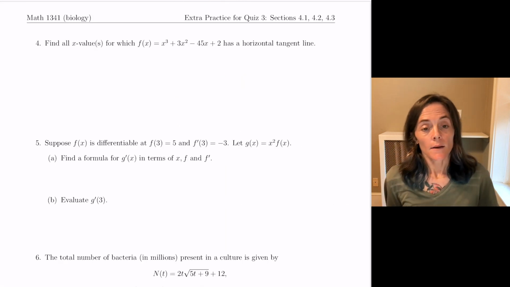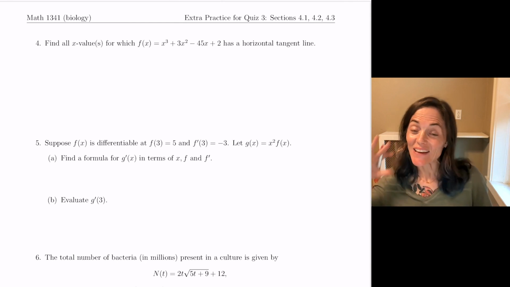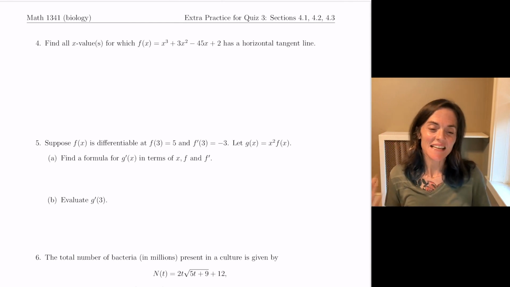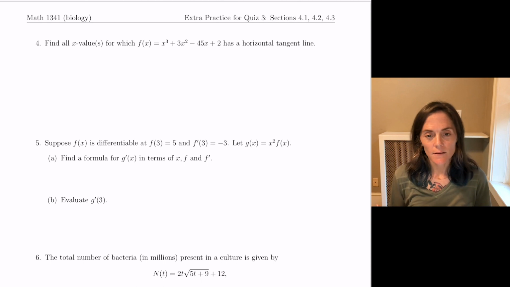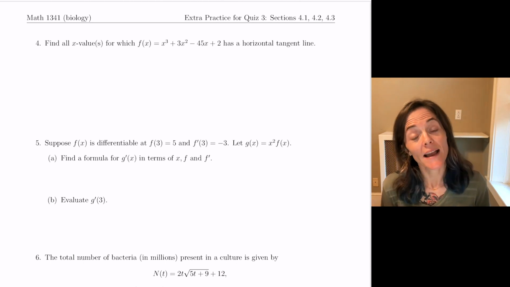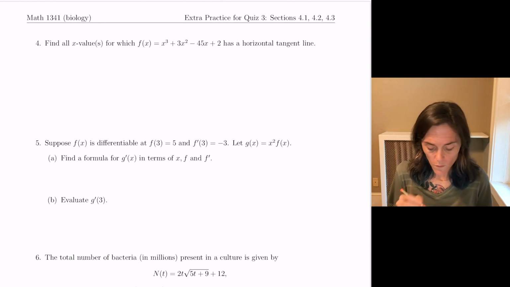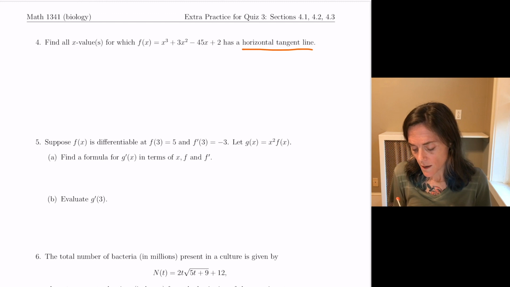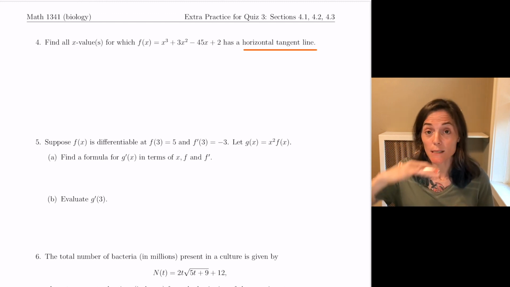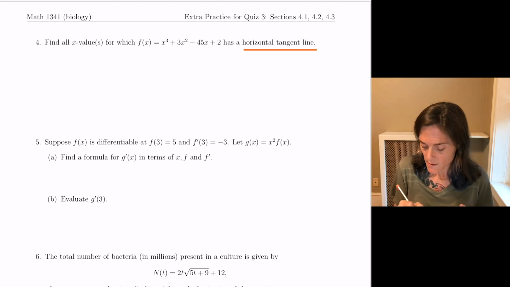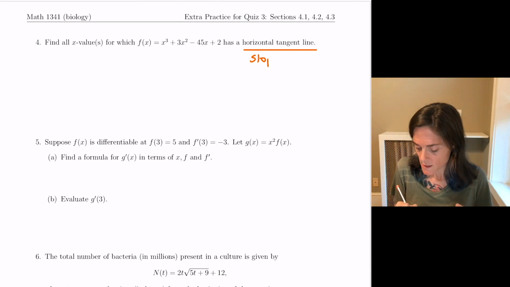Okay, well, take a deep breath. We calculated those 5 derivatives. Now we're on the third page. This is a wonderful question. Find all x values for which this function has a horizontal tangent line. First of all, what does this part mean? Horizontal lines, the slope is 0. So let's write that. This would say the slope is 0.